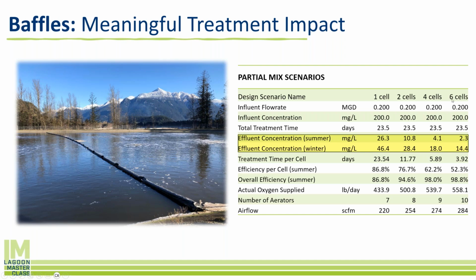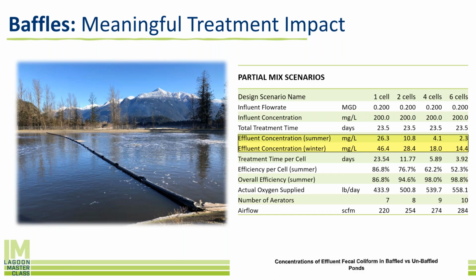And this is getting a little bit crazy. We don't recommend going up to 6 cells, but with additional baffles, we can treat down to 14 milligrams a liter. Again, the point here is that raw influent is not short circuiting as frequently to the effluent, and that means in the effluent we're seeing lower and lower treatment values.